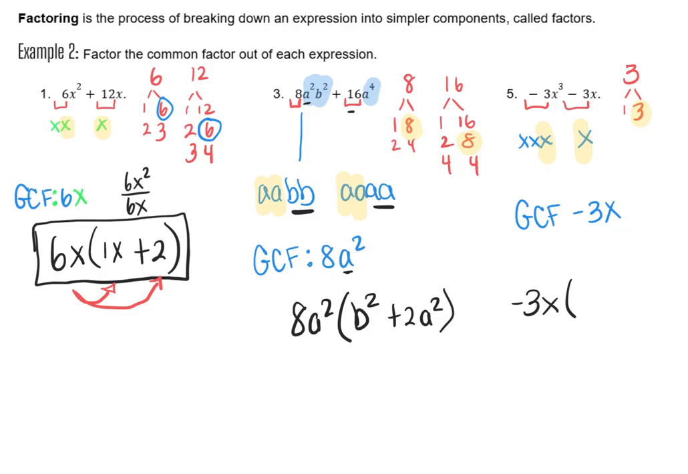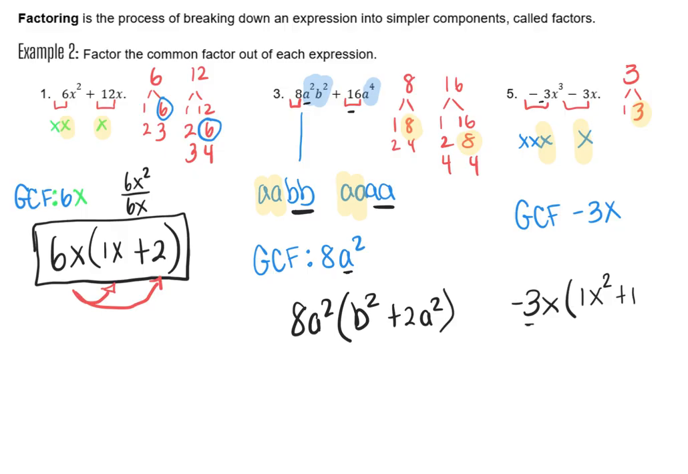I'm going to see what is left over with each term. So I'm going to divide negative 3 divided by negative 3. That gives me a positive 1. I had 3, but I took away 1, so I have 2 x's left. So this is an x squared.